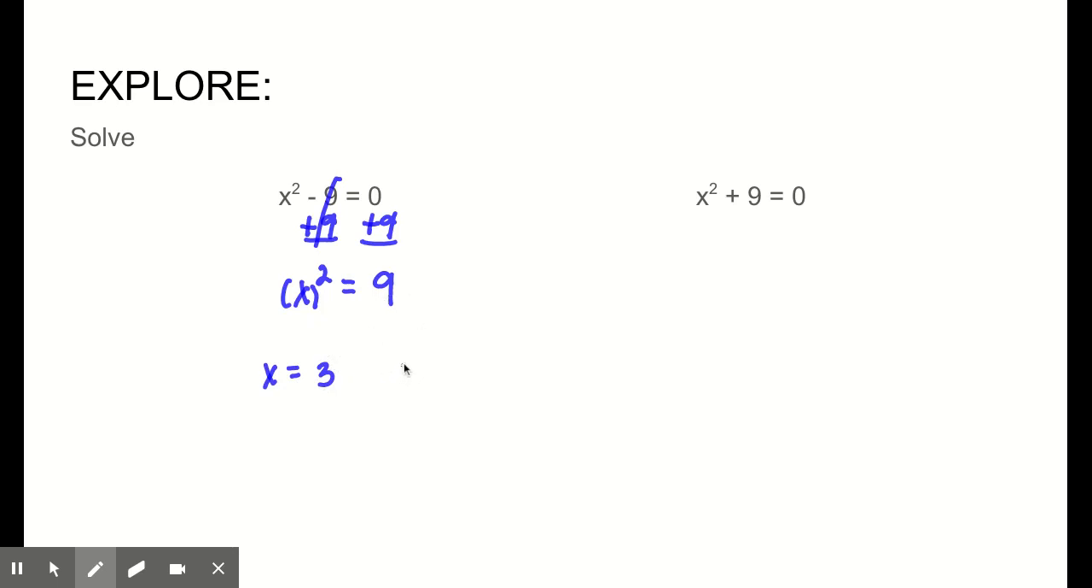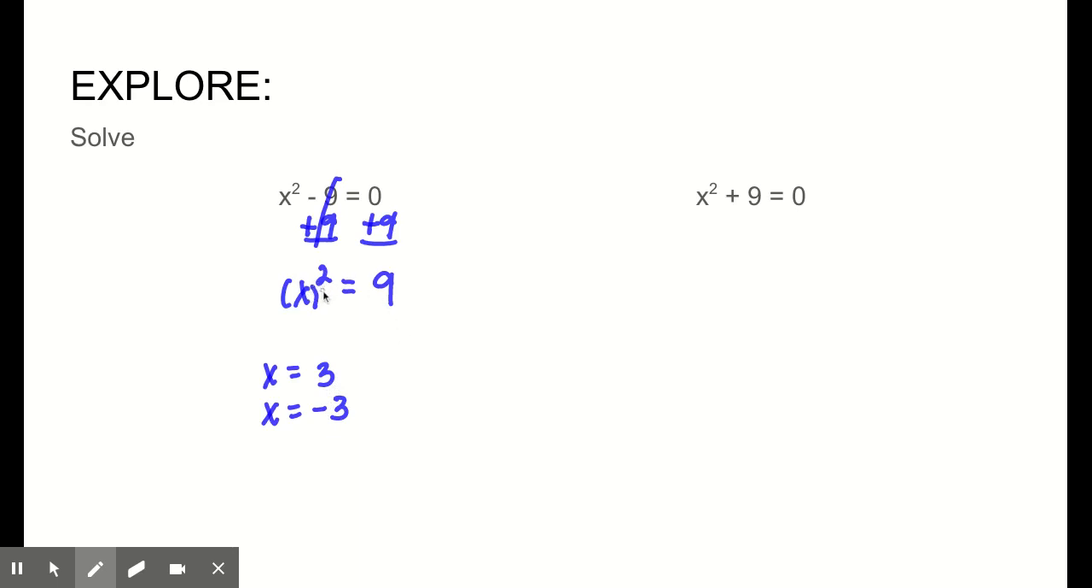But also, if we put a negative 3 inside of those parentheses, a negative 3 times a negative 3 also gives us a positive 9. So in this case, we're actually going to get two solutions, and we can say that x is equal to negative 3 as well. Because remember, anytime you square a negative, you're multiplying a negative times itself, which will in turn give us a positive.